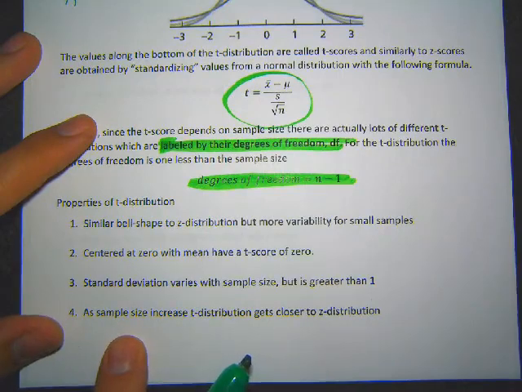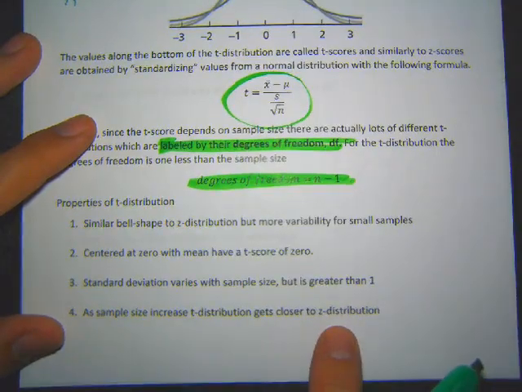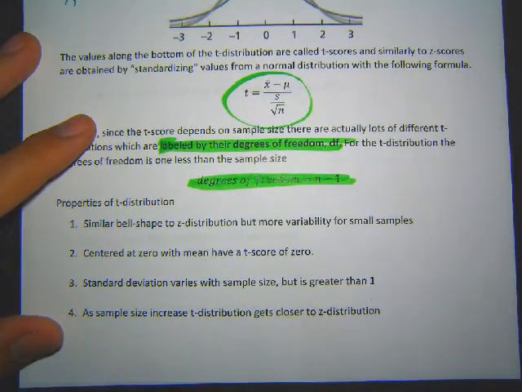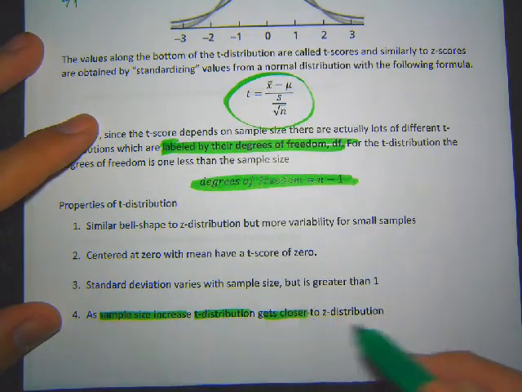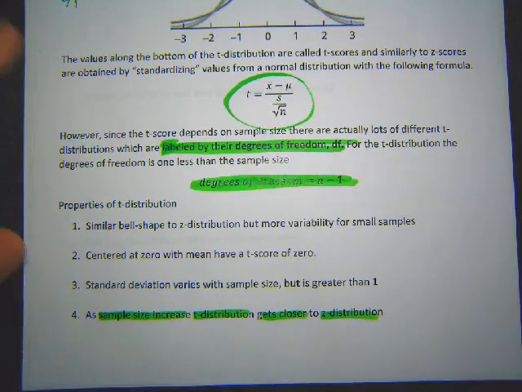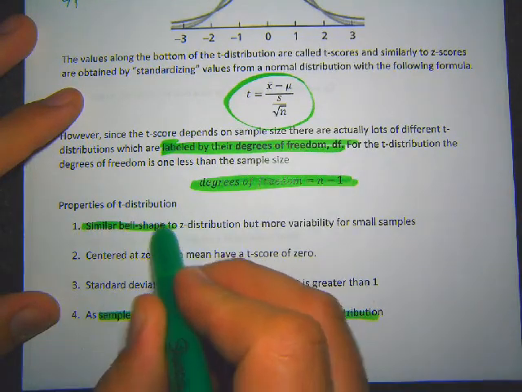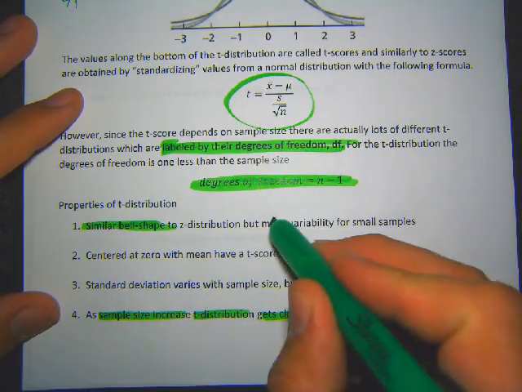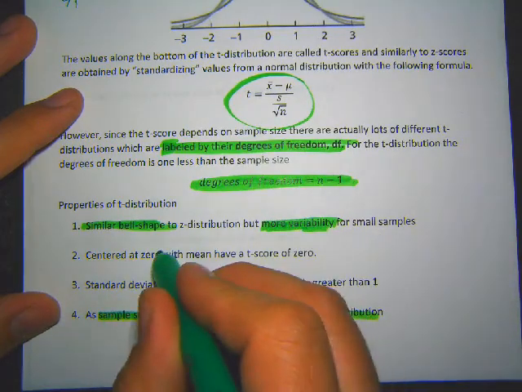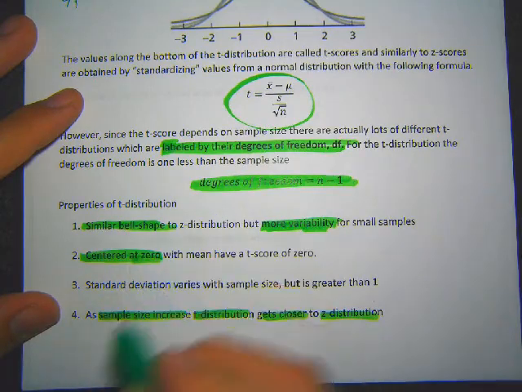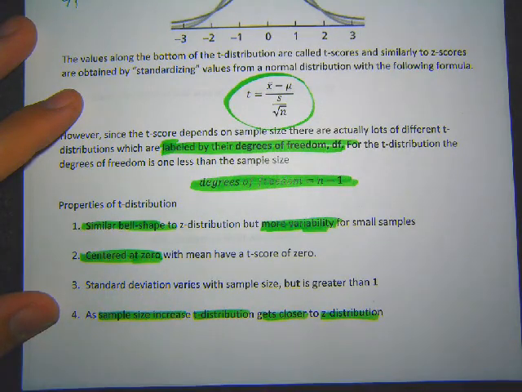In fact, it is a rule. As your sample size goes up, the t-distribution gets closer and closer to the z-distribution. So if you get a really big sample, you're going to get really close to regular z-scores. So as sample size increases, the t-distribution gets closer to the z-distribution. A couple other things, we did say it has a similar bell shape, but it has more variability. So it's more spread out. It is centered at 0, just like the z-score. There's a middle 0, just like the z-scores.